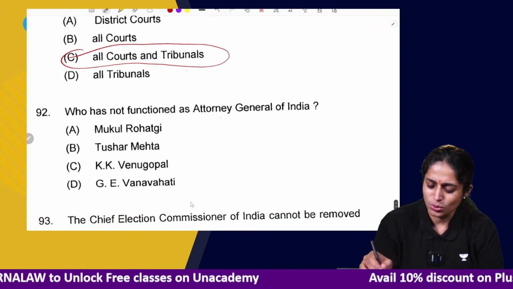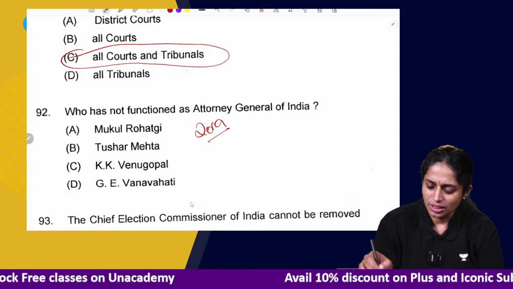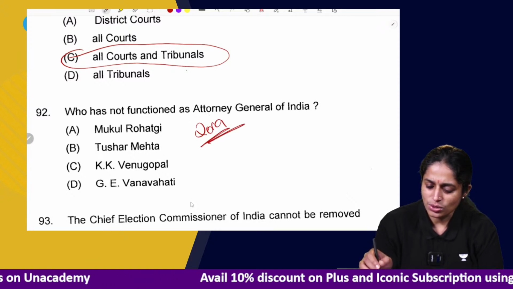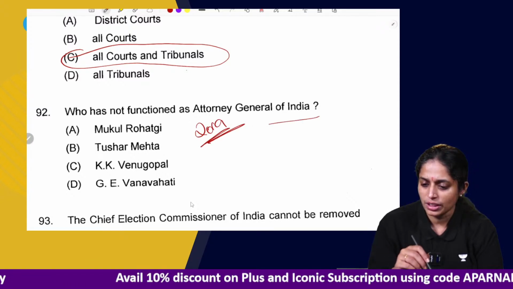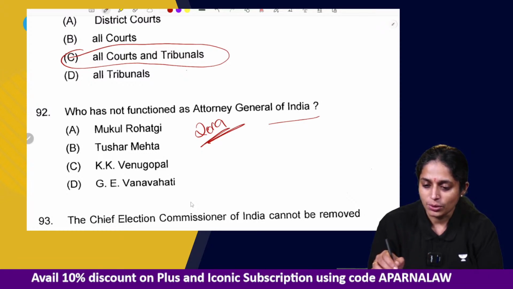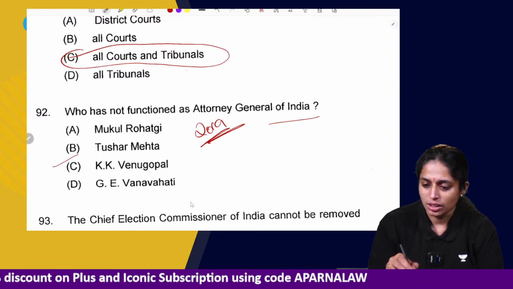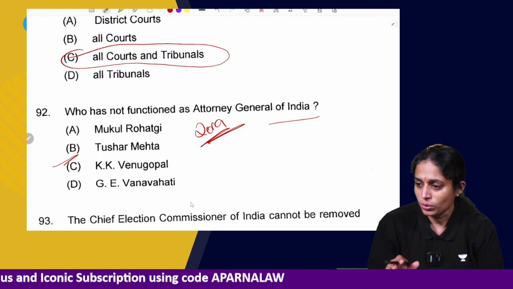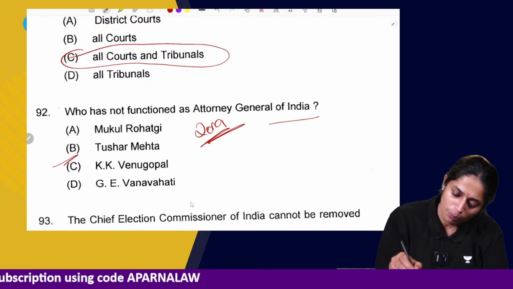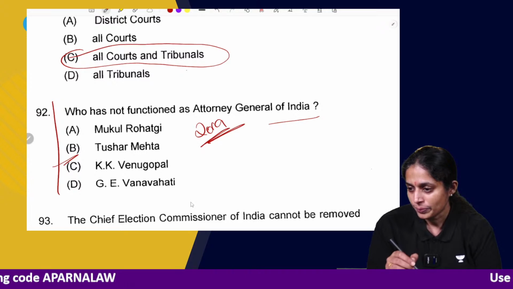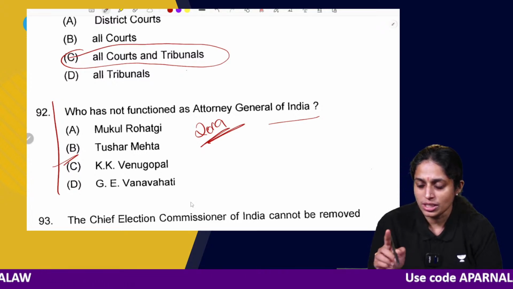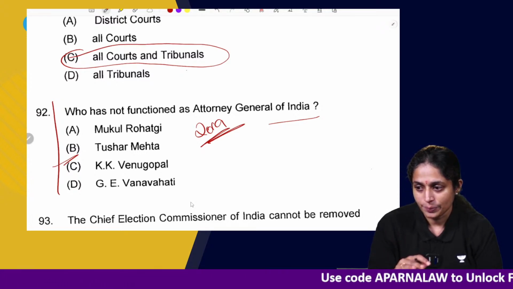Okay, so this was during 2019. So, who has not functioned as Attorney General of India? By that time, it was Tushar Mehta. Okay, so I am not going to explain this in detail because the positions could have changed. He was the Solicitor General of India then.